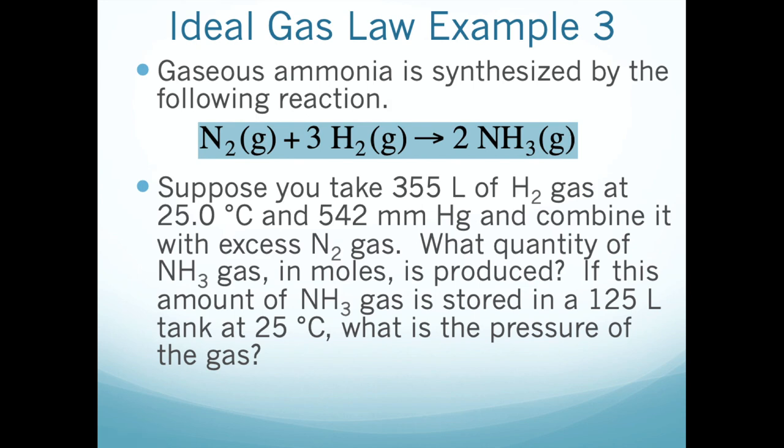Once you have the moles of hydrogen, then it's a simple molar ratio to get to ammonia. Our balanced equation tells us there are three hydrogens for every two ammonias, so it's a 2-to-3 ratio. So you can convert that the same way we did in the last chapter.